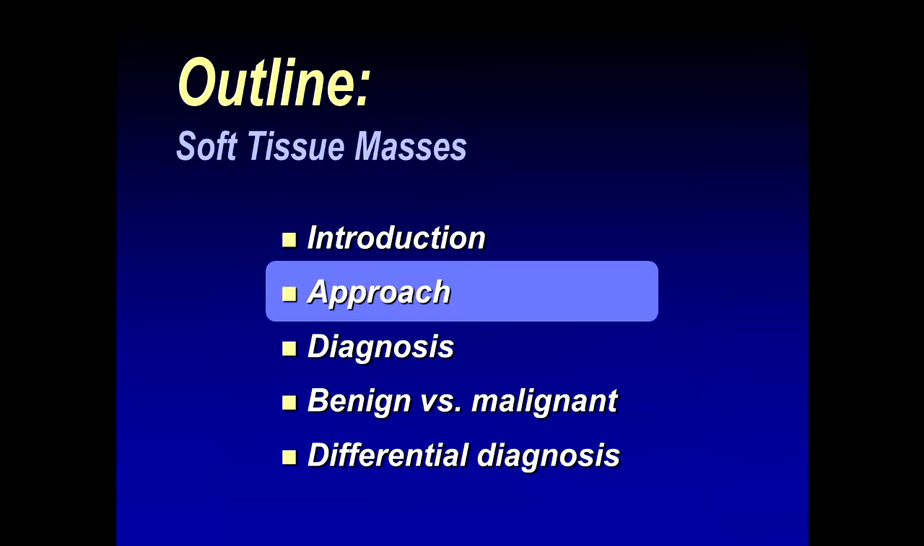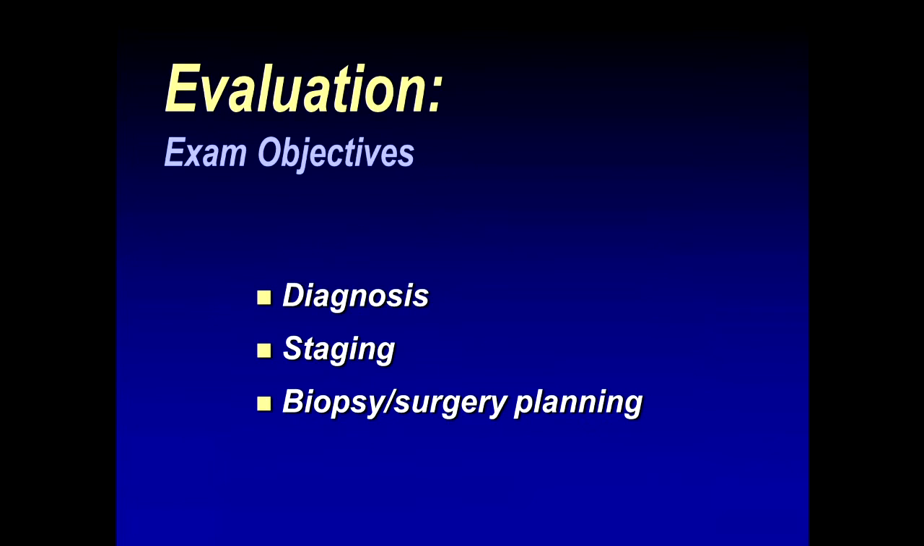Now, as a general approach to soft tissue tumors, we really need to think of our exam objectives. Certainly what we want to do is make a diagnosis, obtain enough imaging information to adequately stage the lesion, and by that I mean the local staging to determine its extent, as well as get enough information so that we can plan an accurate biopsy and have the surgeon have enough information to plan surgery.